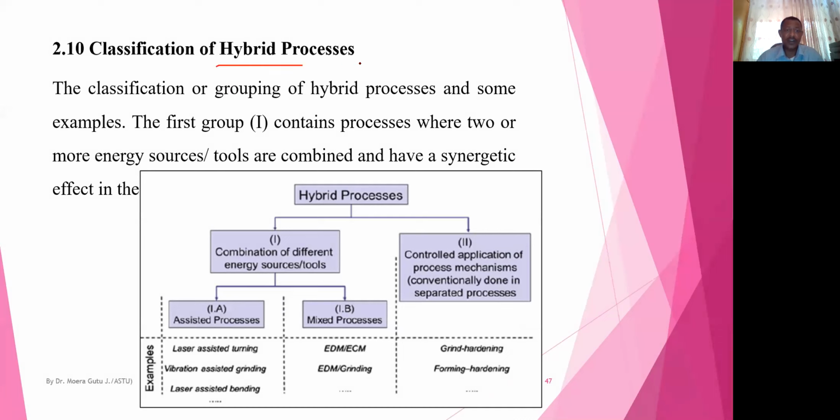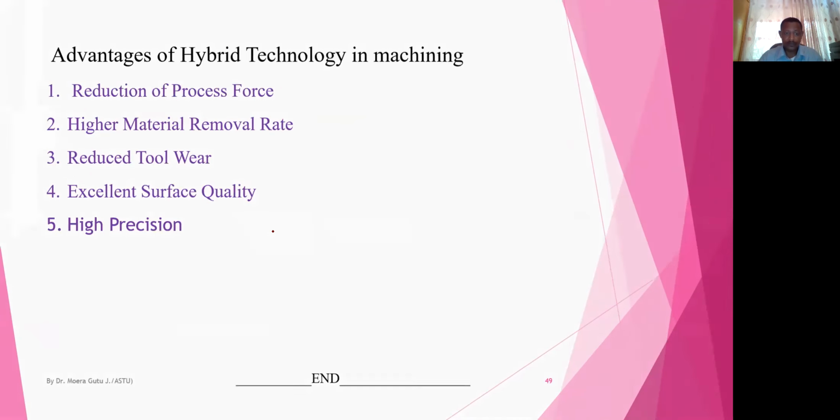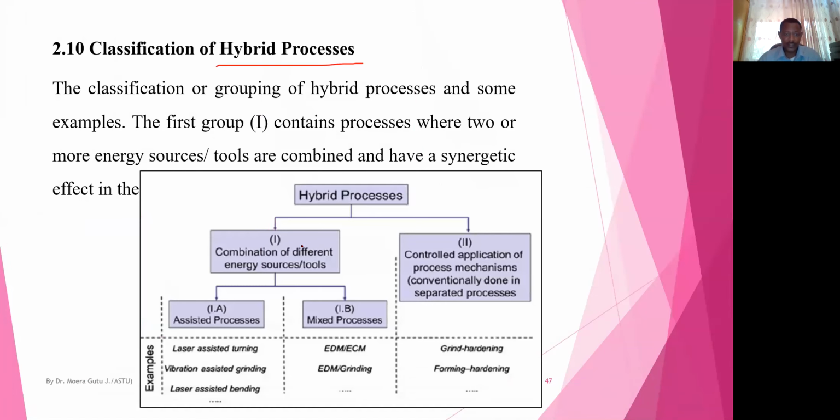So, the classification or grouping of hybrid processes and some examples. The first group is the combination of different energy sources. The second group is the controlled application of process mechanisms conventionally done in separate processes. Here you see assisted processes, like laser assisted turning, where laser means light amplified by stimulated emission of radiation. So laser is the one which uses radiation technology in the cutting process.